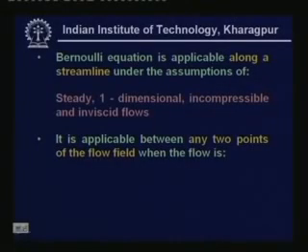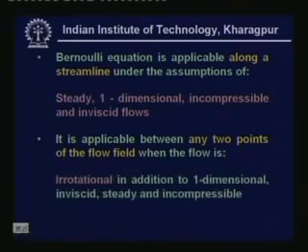And Bernoulli's equation is also applicable to any 2 points of the flow field when the flow is irrotational in addition to one dimensional, inviscid, steady and incompressible. What it means is, if the flow is irrotational in addition to steady, incompressible and inviscid, then you can also apply Bernoulli equation to any 2 points in the flow field, not necessarily on the same streamline. What do we mean by irrotational flow? Irrotational flow means the fluid particles do not undergo net rotation. So, that is what is known as an irrotational flow.